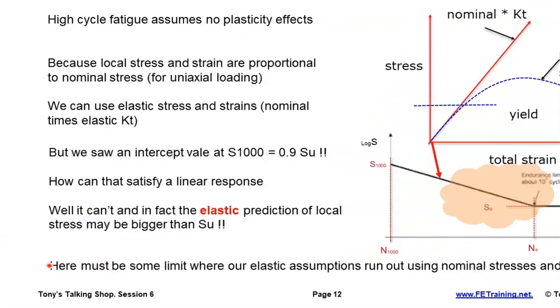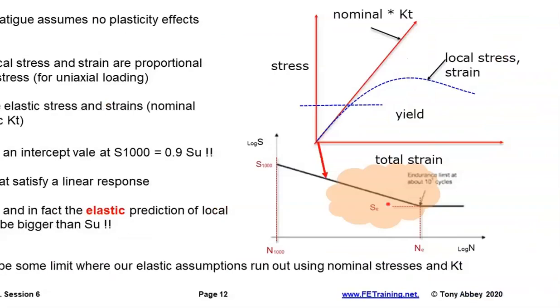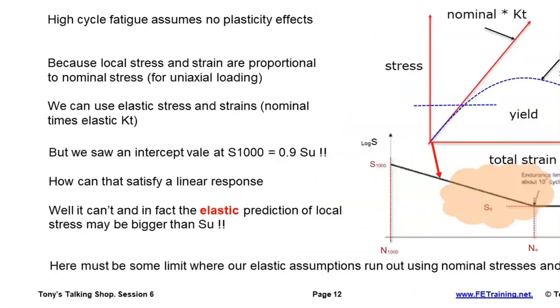It's all about plasticity. High cycle fatigue assumes no plasticity effects. And because local stress and strain are proportional to nominal stress for uniaxial loading, and we might use a stress concentration factor, just a geometric factor that's simplest, we can use elastic stresses and strains. And down in the area I've drawn in brown, then we're okay. We can assume our stresses are low enough that they remain elastic.